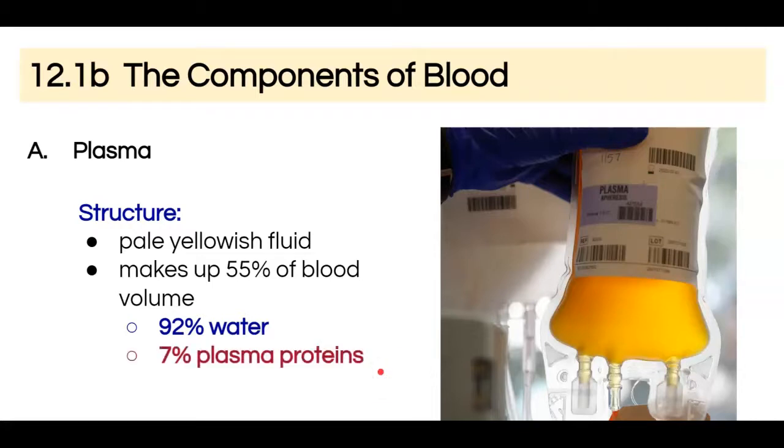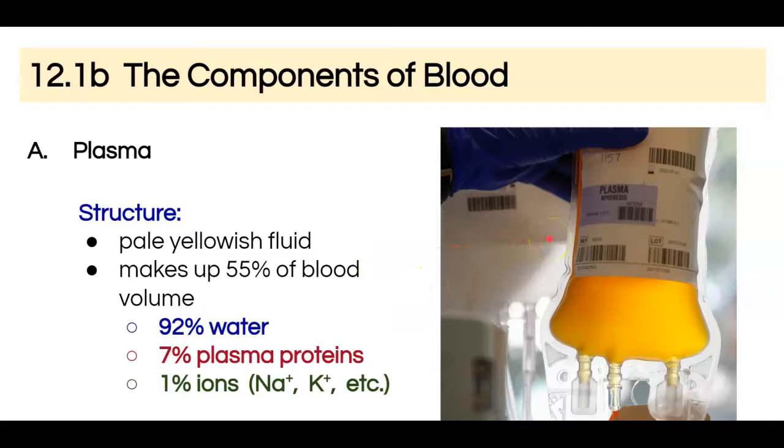It's also got some other things in it though. It's got 7% plasma proteins, and I'm going to talk about those plasma proteins a little bit later on because they can also be helpful indicators within your blood if you're getting a blood sample taken. And then lastly, 1% ions. Those ions are sodium, potassium, and some bicarbonate that we see in our blood, all with a different particular function. The bicarbonate will help to balance out pH, but I'm going to get to that in the next slide.